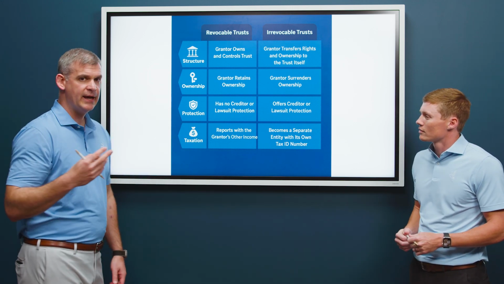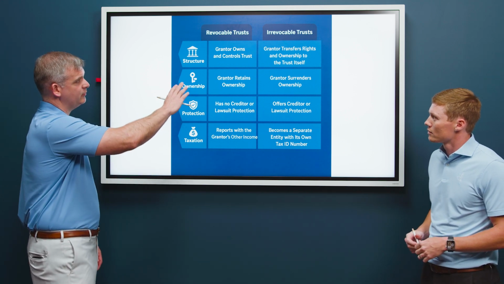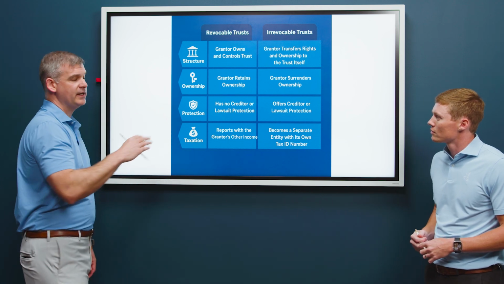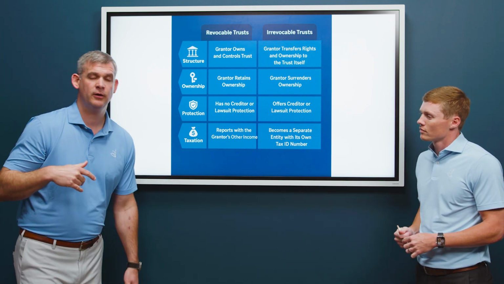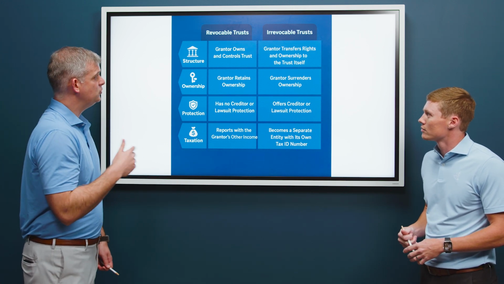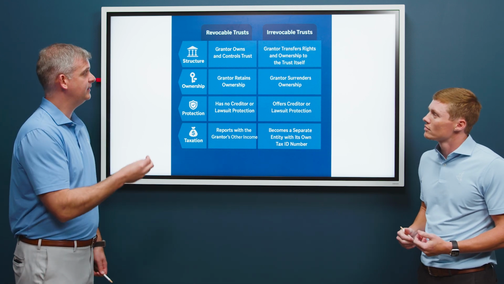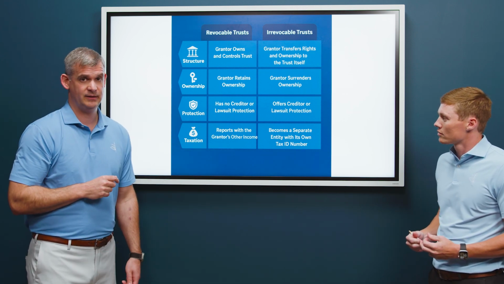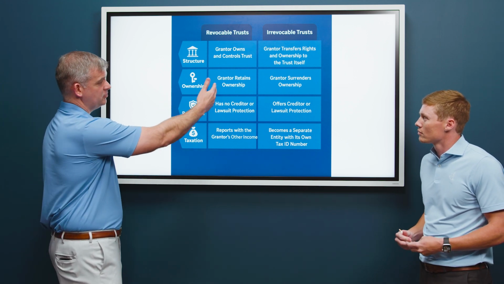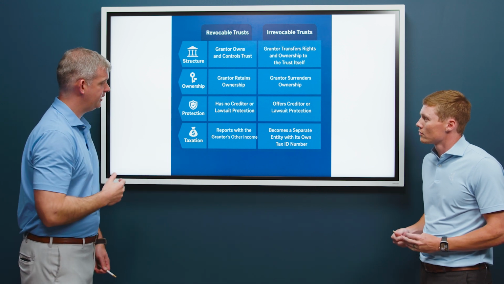When we're looking at a revocable trust, the structure is that the grantor, the person that sets up the trust, owns and controls the trust. You're the trustee of the trust, which gives you the control of that. And then ownership, you retain ownership. So control and ownership, which we talked about there.